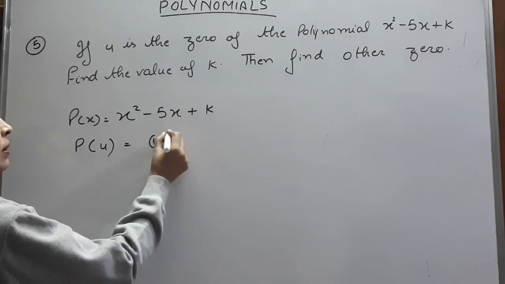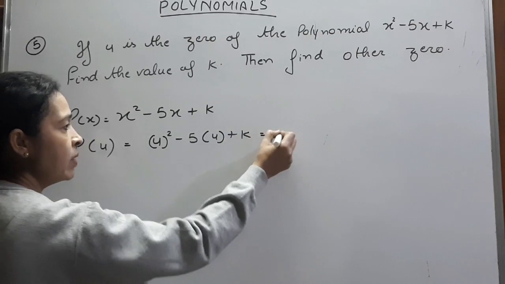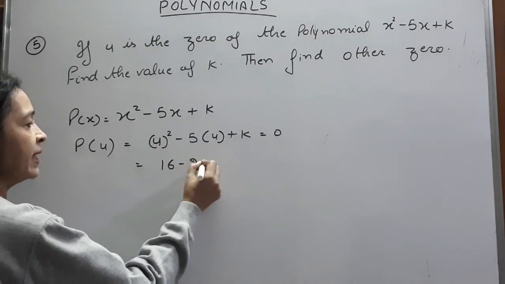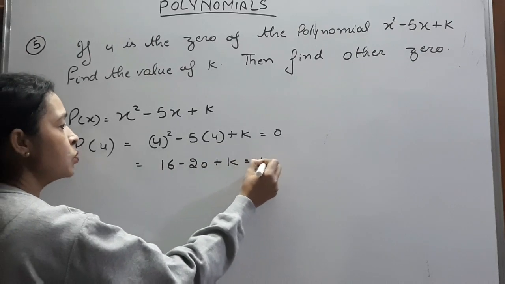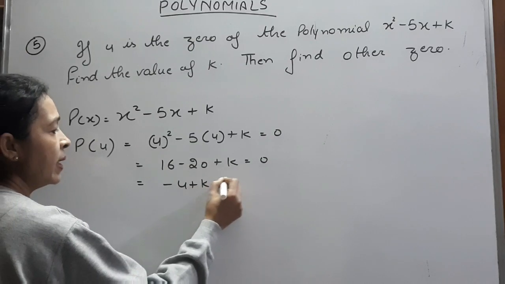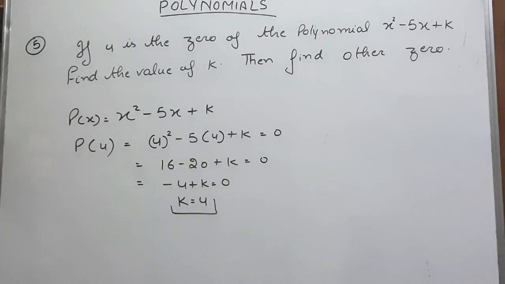This is 4 square minus 5 into 4 plus k, and this will be equal to 0. 4 square is 16 minus 20 plus k equals 0. Minus 4 plus k equals 0, and k is equal to 4. The value of k is 4.